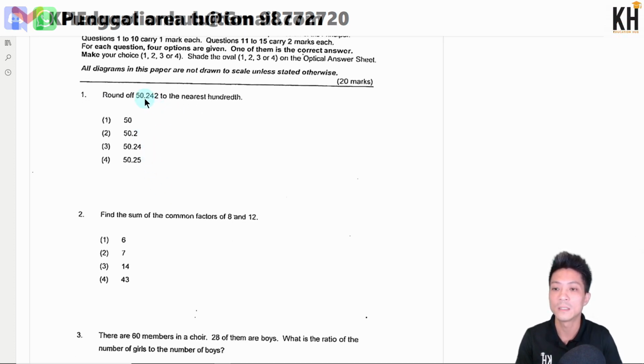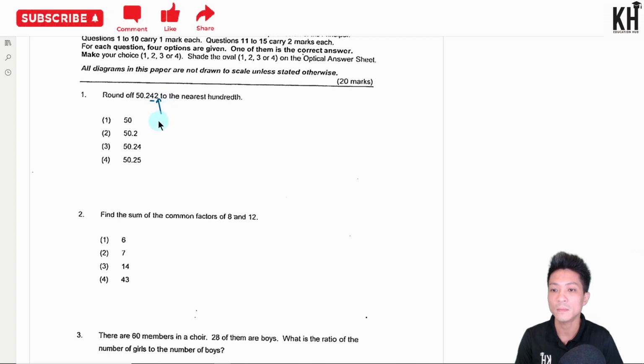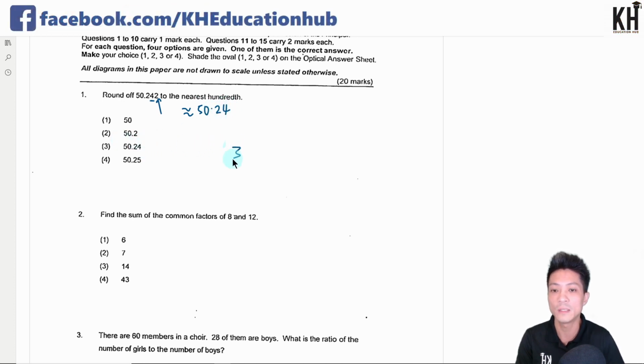Okay, question 1. Round off 50.242 to the nearest hundredth. In this case, we're going to look at the digit in the hundredth place, which is the second decimal place. Behind it is a 2. So to round this off, it's going to become 50.24. The answer will be number 3.